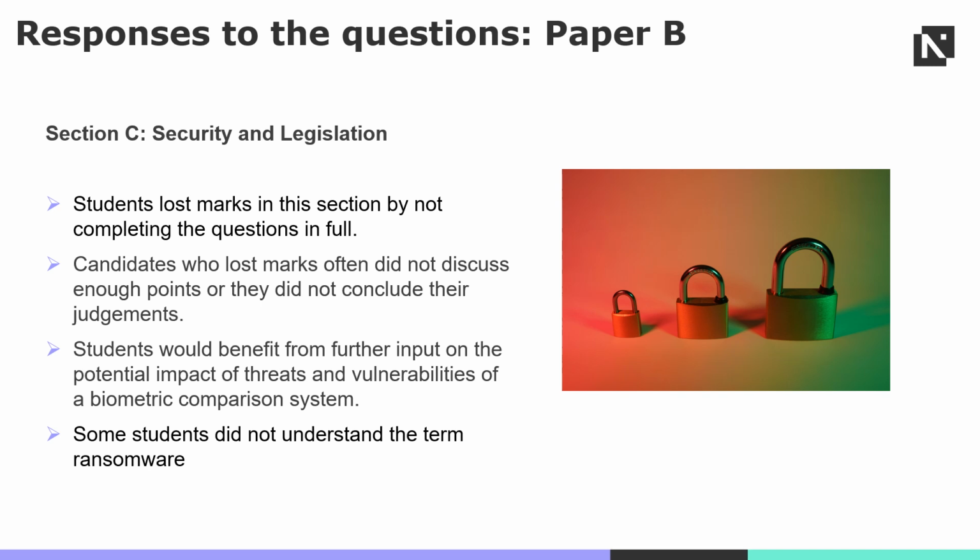In section C on paper B, students lost marks due to not developing their answers. For example, giving examples of legislation but not then linking them to the task. Or in question 1, giving examples of computer misuse crimes but not linking to the Computer Misuse Act in their responses. Some students lost marks on question 20 by not understanding what ransomware was. On question 24, students demonstrated reasonable knowledge. However, again, marks were lost due to limited responses, specifically around the impact of threats and vulnerabilities of a biometric comparison system.